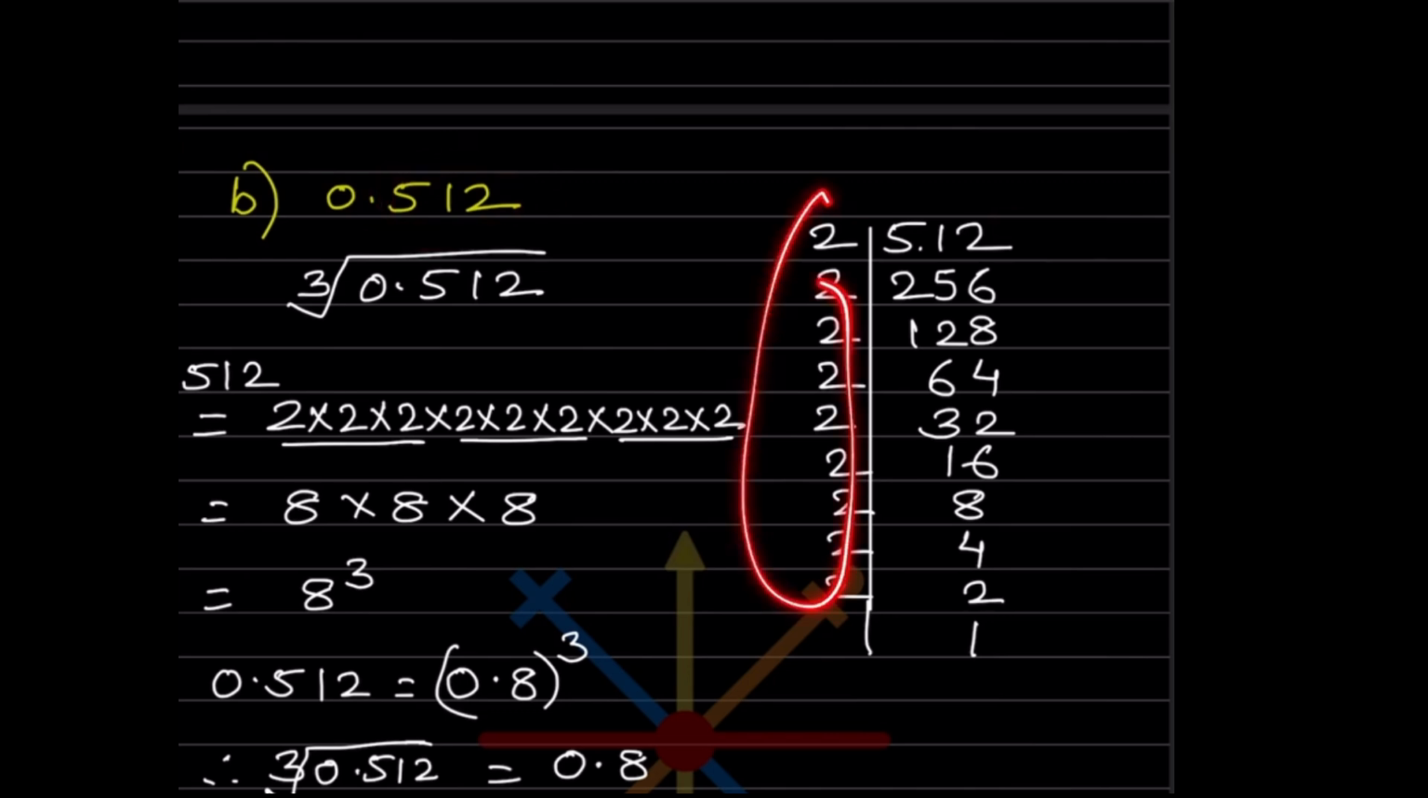So these are the factors. So 512, we got these factors. So this is going to be 8 into 8 into 8, that is going to be 8 cube. Now we will take 0.5. So now this part is 8. So if you put here 0.8 and cube of that for 0.512, then cube root of that is going to be just 0.8.